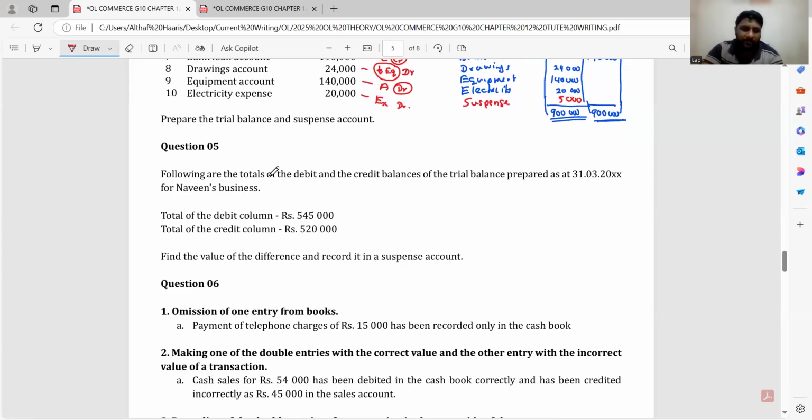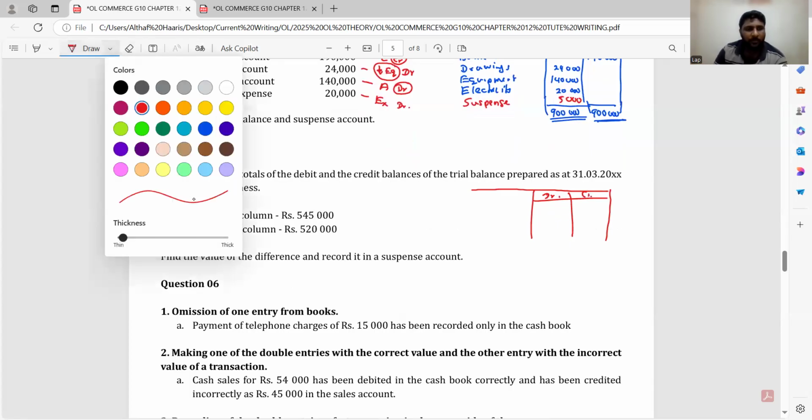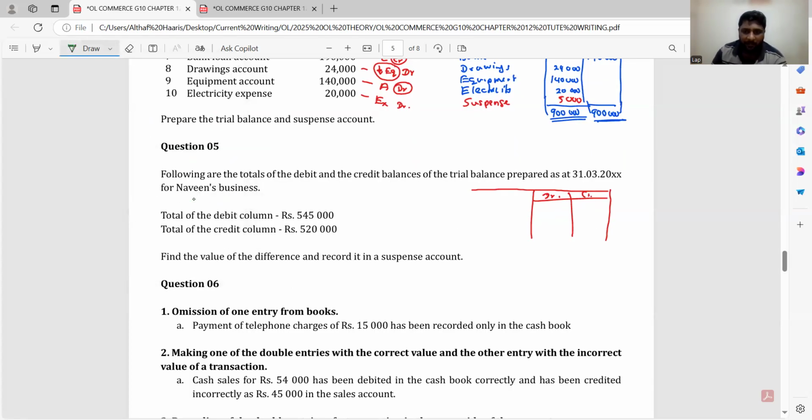Now let's do question number 5. Following are the totals of debit and credit balances of the trial balance. It's a simple question, kids. Debit side total, credit side total. On the debit side they have 545. On the credit side they have 520.